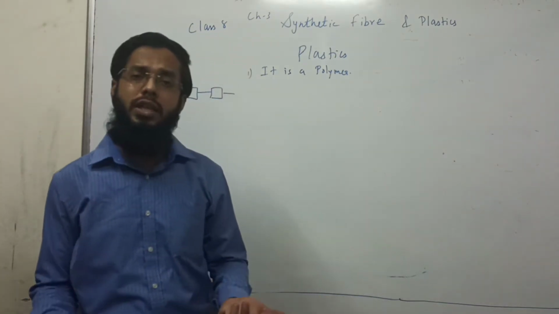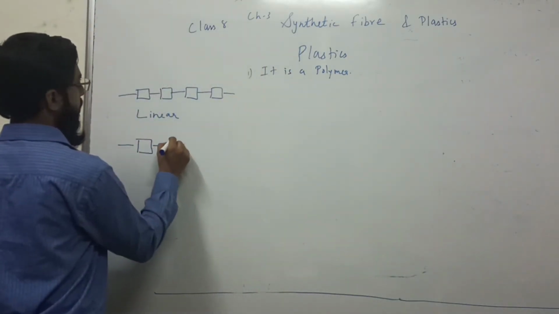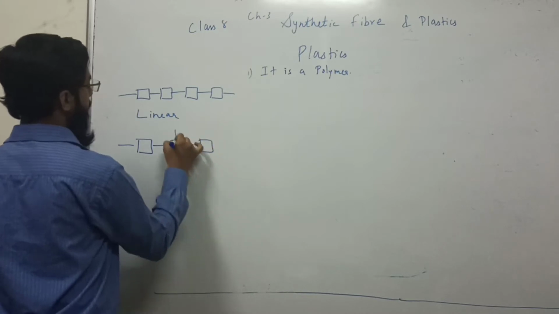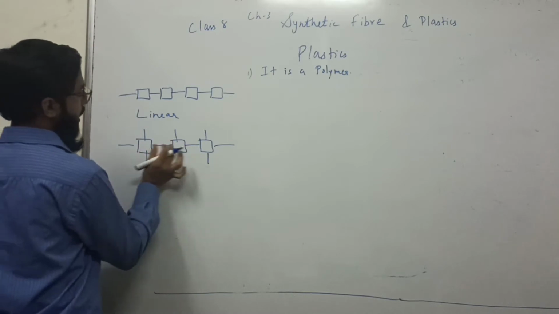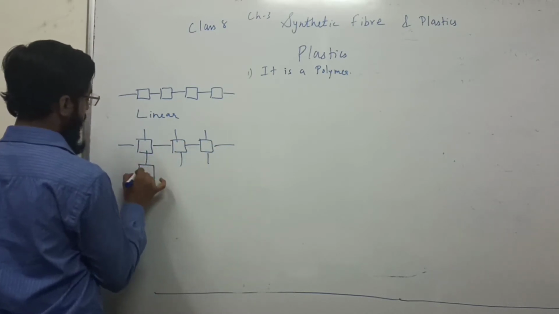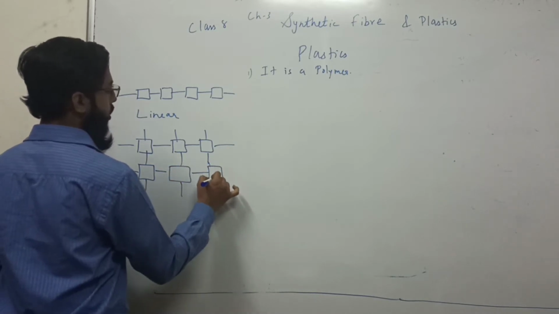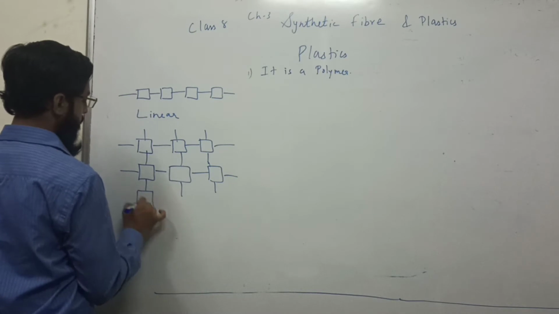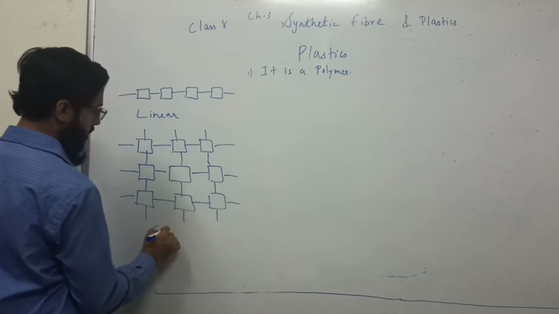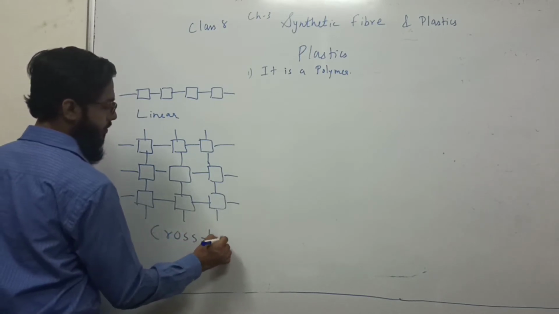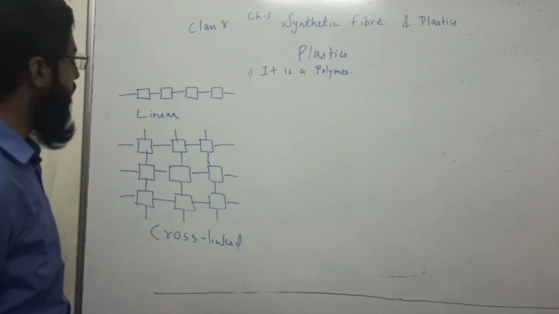But all plastics are not the same; they are different. Sometimes they are joined like in a cross-link polymer. Cross-link polymers are joined from all the sides. For example, this unit A is again joined from sideways, from above, below. Such kind of polymerization or polymer is known as a cross-link polymer. So it can be linear, or it can be cross-linked.